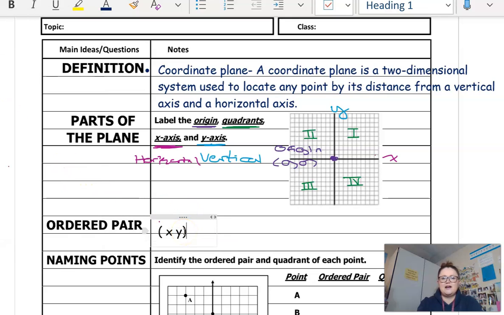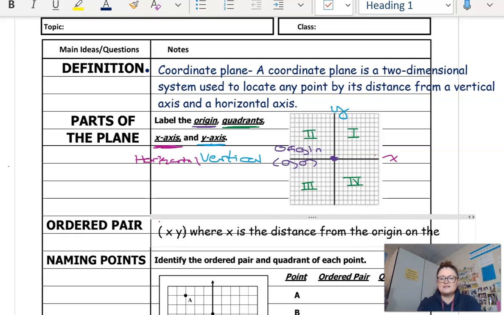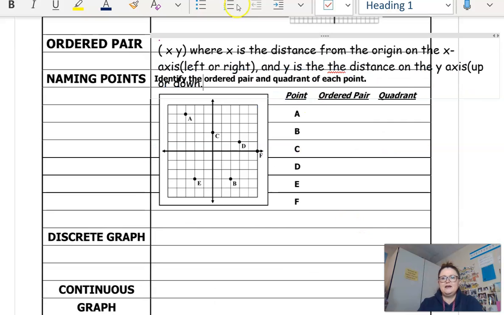Text box, so XY, an ordered pair is XY, where X is the distance from the origin on the x-axis, and Y is the distance on the y-axis. And so the first number tells you, and I'm going to put in parentheses here, x-axis, so we're talking left or right. And the y-axis is going to be up or down, okay?